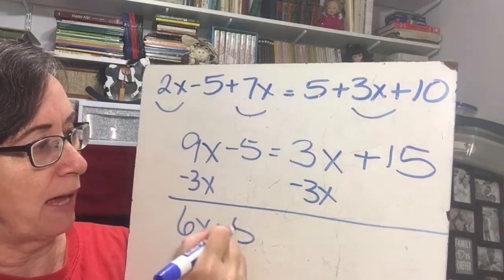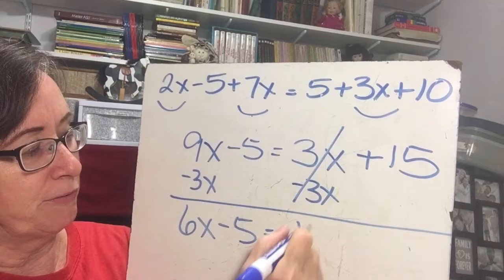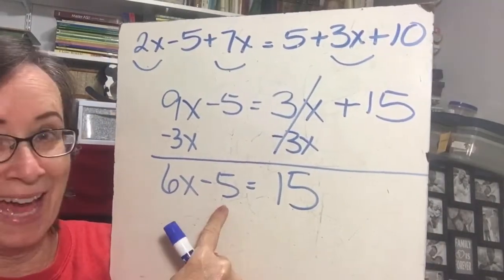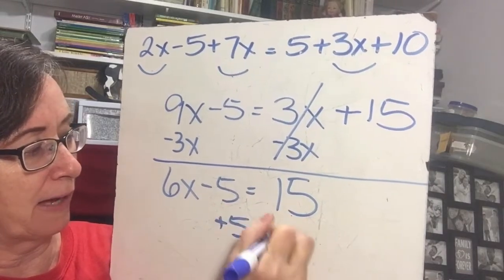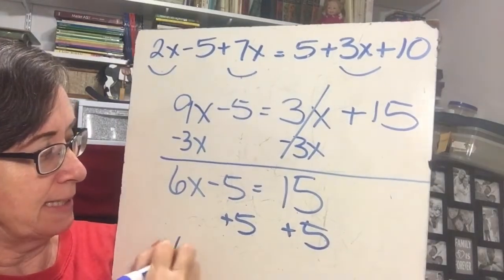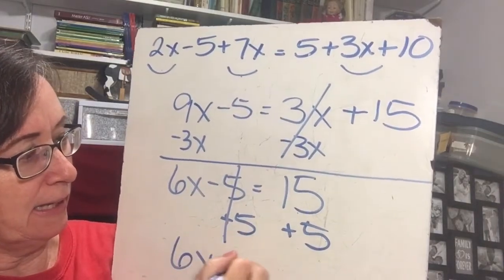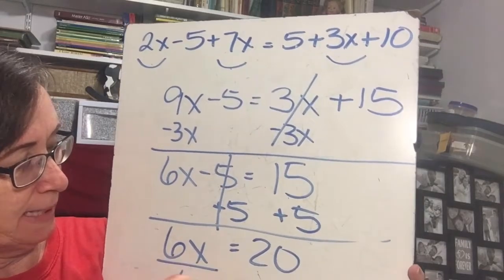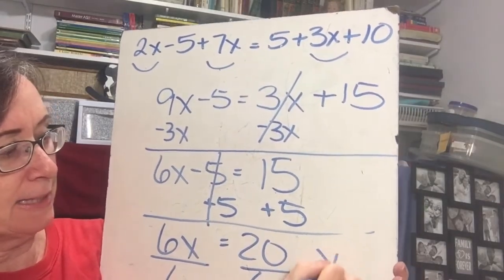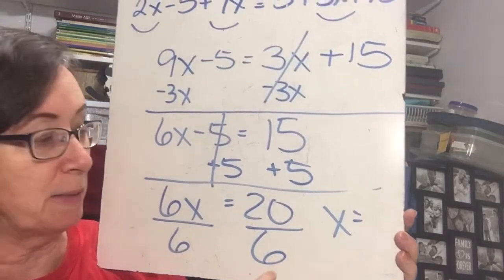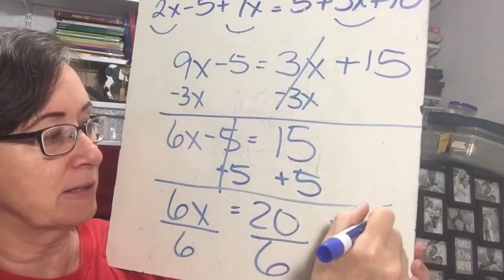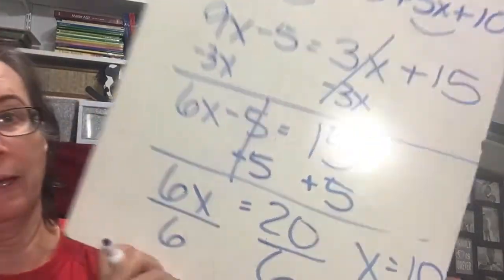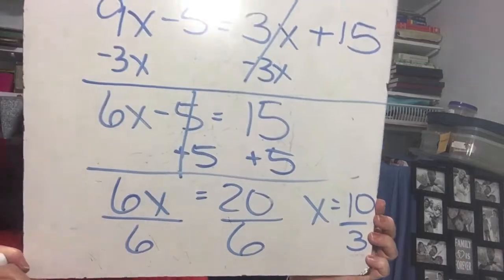6x minus 5 equals 15. I want to get the x by itself, so I'm going to add a 5 to get rid of the negative 5. And I'm going to get 6x equals 20. Divide by 6, divide by 6. x is, now 20 over 6 will simplify to 10 thirds. Okay, so there's your board for that one.